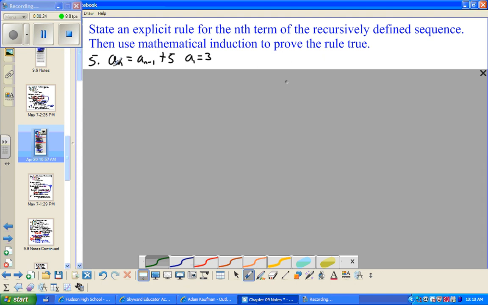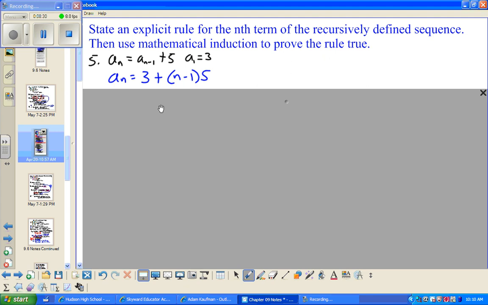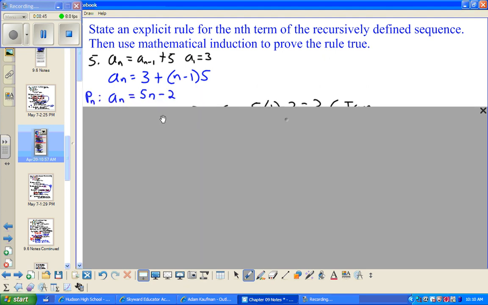So this is a recursive rule. I need to state an explicit rule. So I use what I know about my explicit rules for an arithmetic sequence, where you take a sub n equals a sub 1 plus n minus 1 times d, that common difference. Multiply that 5 through, combine your like terms, and you get the statement we're trying to prove. We're trying to prove that a sub n equals 5n minus 2. So we can use what we know, that recursive rule, and a sub 1 equals 3, and we try to prove a sub n equals 5n minus 2.